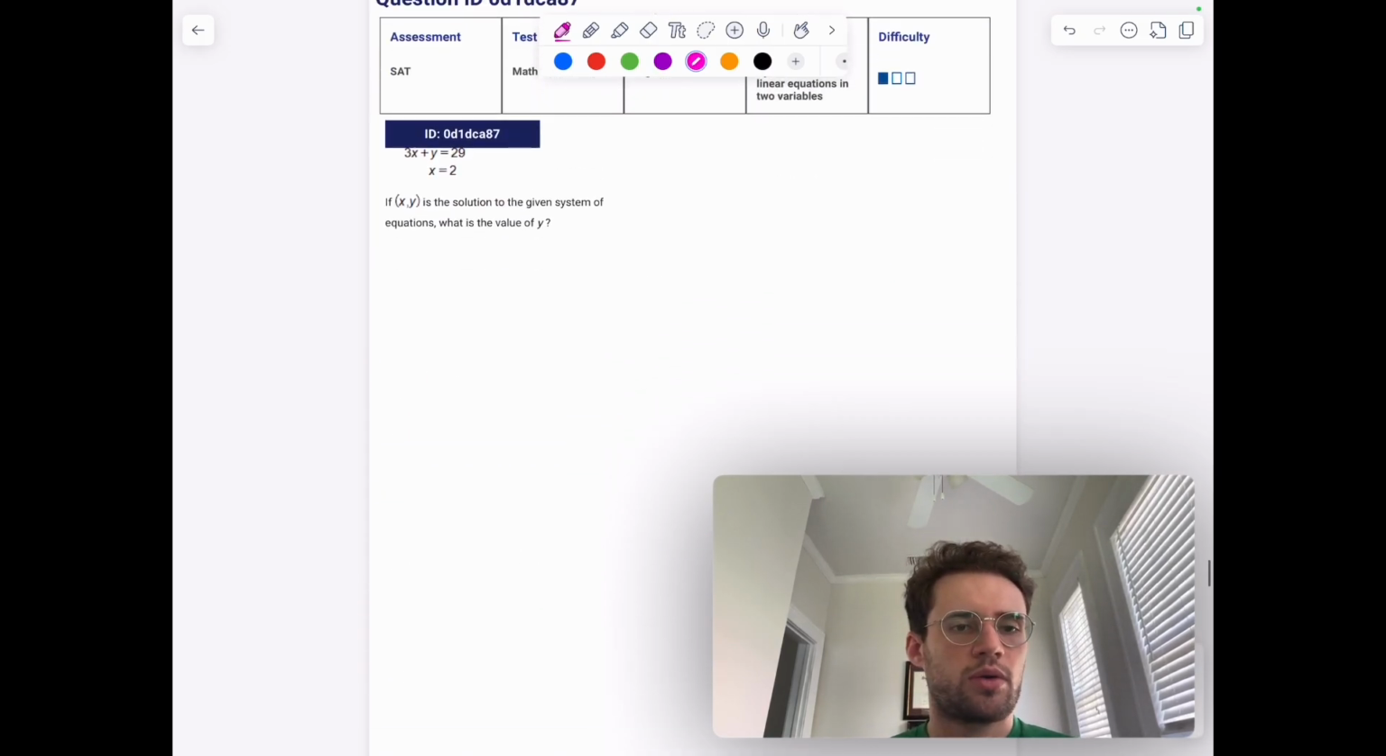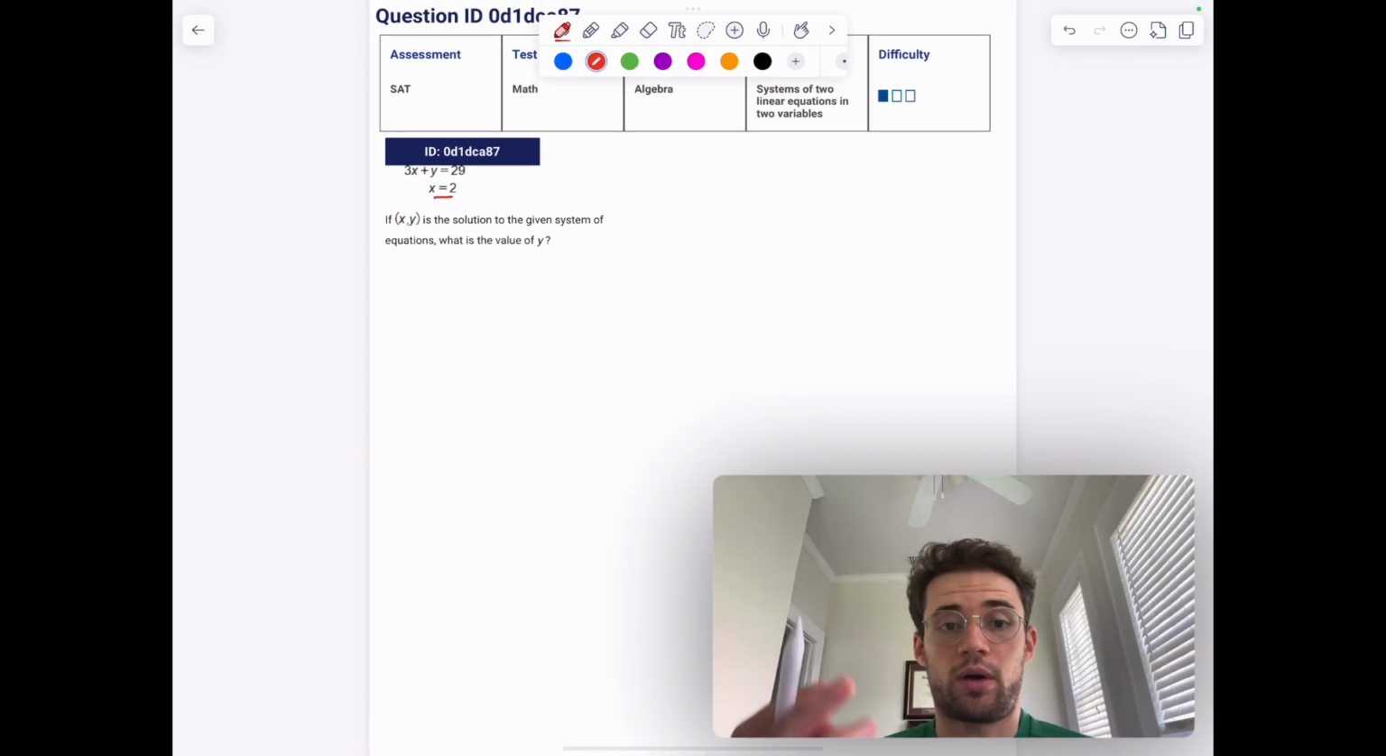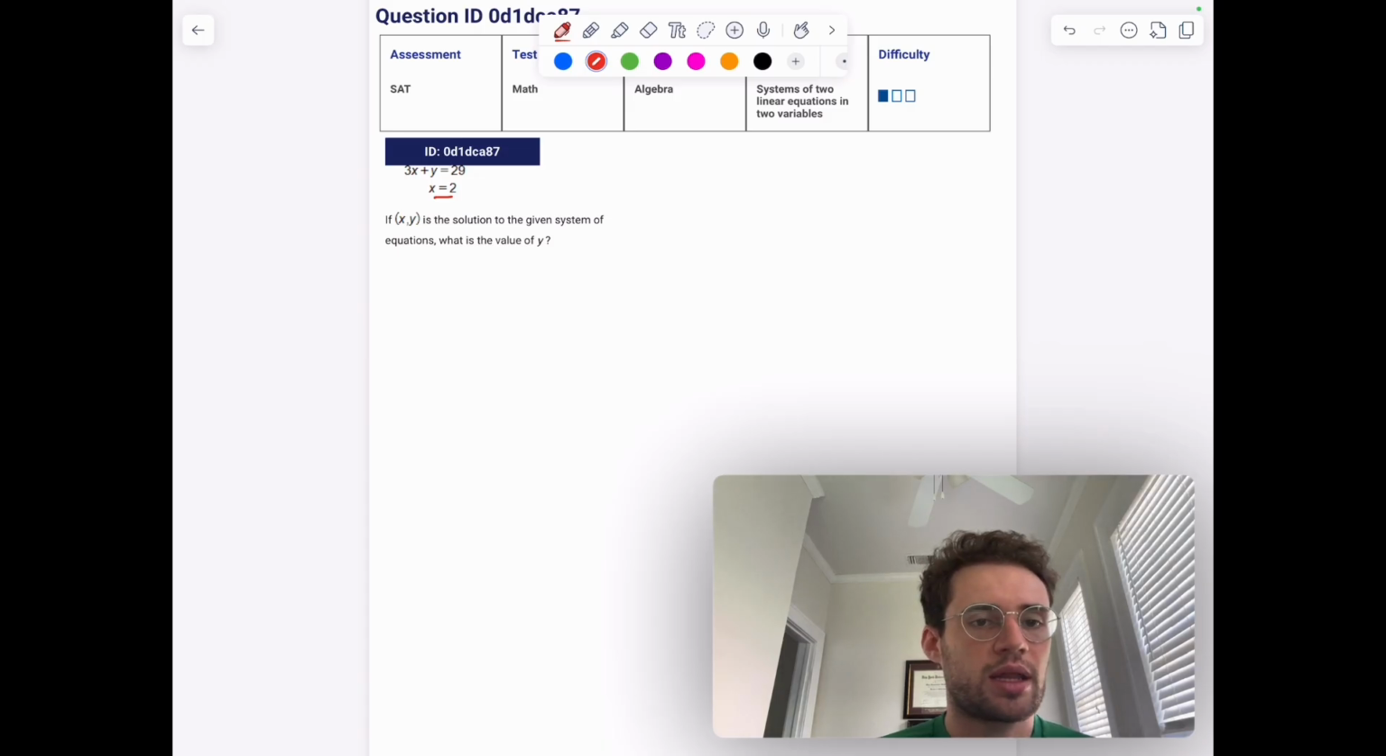We have two equations, 3x plus y equals 29 and x equals 2. If x comma y is the solution to the given system of equations, what is the value of y? Well, we know x is 2, because it's the only point that will work for this line, x equals 2. So we can plug in that 2 for the x in the first equation. So we get, instead of 3 times x, 3 times 2 plus y is equal to 29.